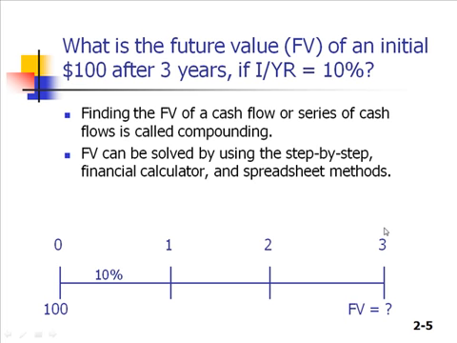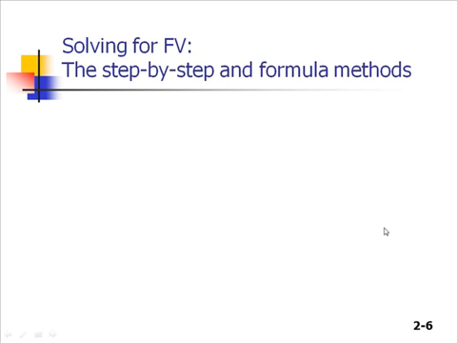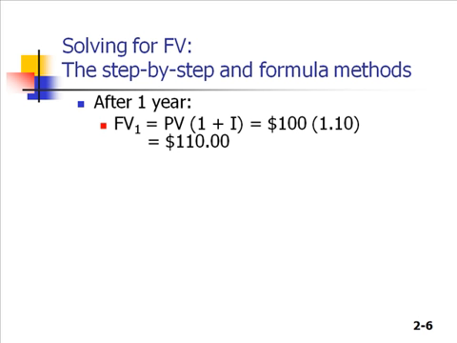So how might we find the answer to that problem? One method would be just to use a step-by-step approach. So we could say, alright, after 1 year we're going to have our $100 plus 10% interest on that. 10% of $100 is $10, and if you take $100 plus $10, that's $110. Simple enough.